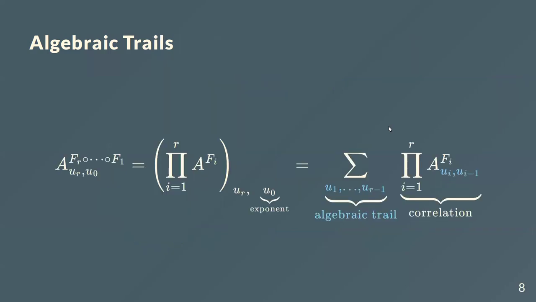Then for some terminology, we have this matrix product here that you can decompose in trails, and we call them algebraic trails. The individual elements in the trail are exponents, and then you have this correlation. Describing it like this, integral cryptanalysis becomes very similar to, for example, linear cryptanalysis. Only one important difference: this correlation will be an element over the field of two elements, over F2, which is different from the real values you usually give to correlations.